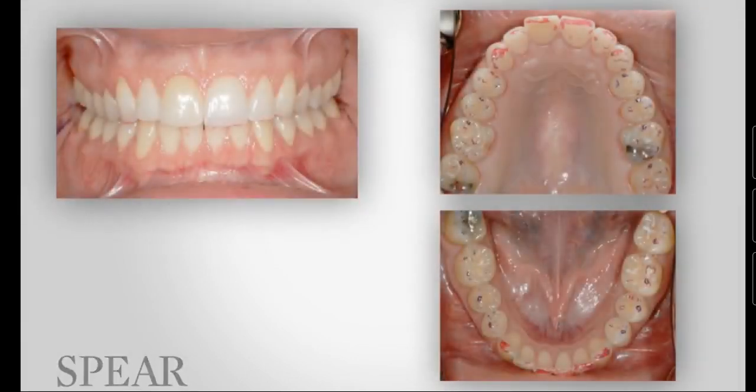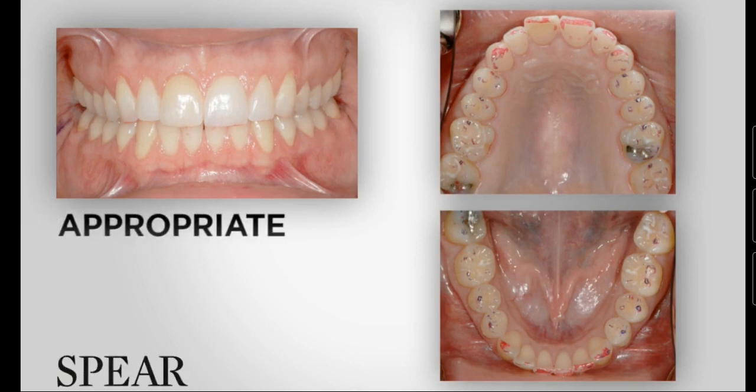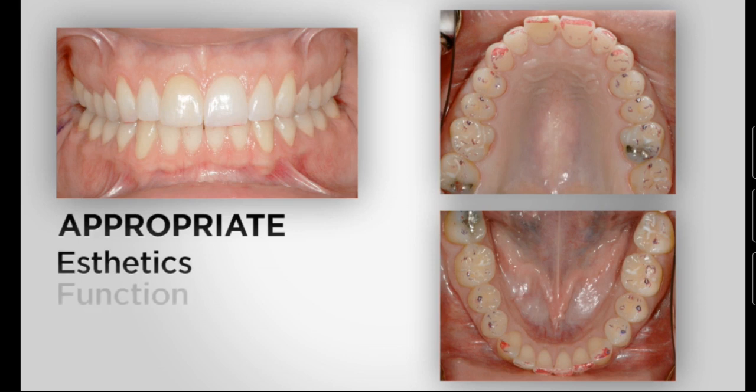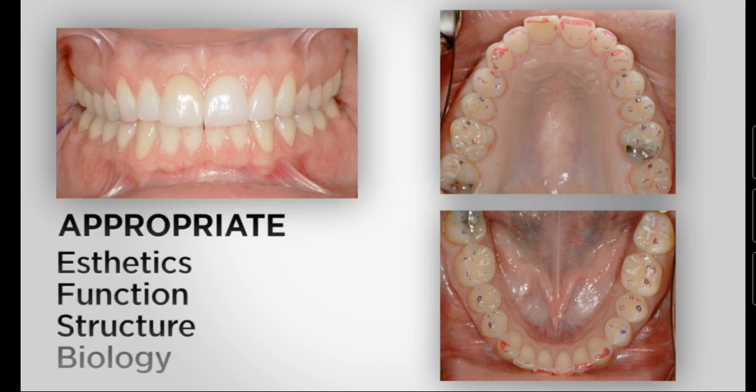So it suffices to say that maybe one of the things we're looking at, when we take this comprehensive approach, is to find out what is appropriate for our patients, right? Because every patient is different. So let's break that down into the 4 categories that we use here at SPEAR, which is aesthetics, function, structure, and biology. And what is appropriate in all 4 of those categories? And how do we find out what's appropriate in all 4 of those categories?